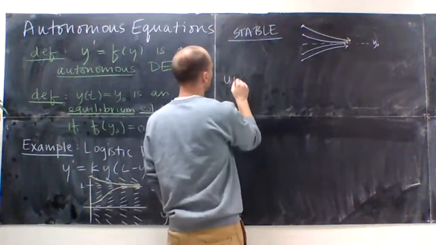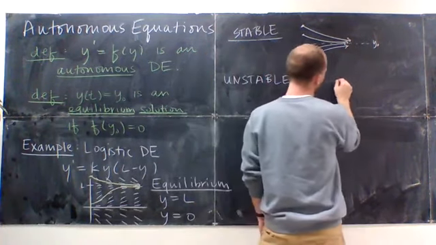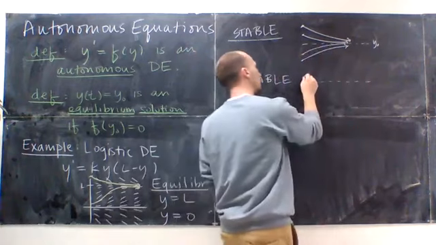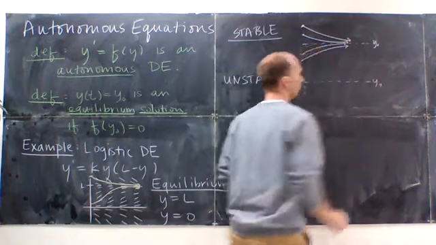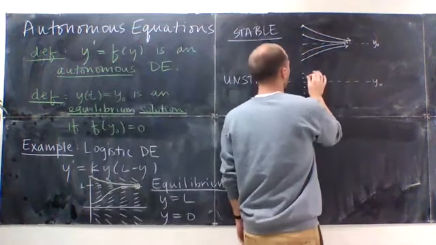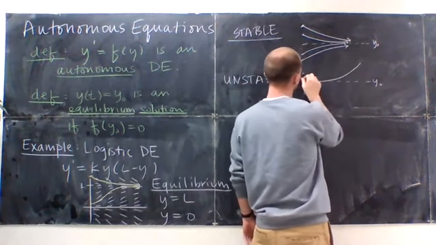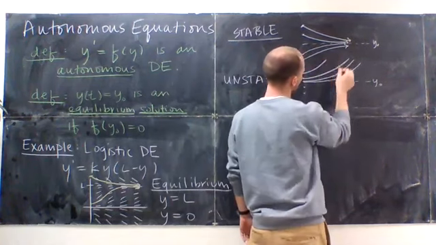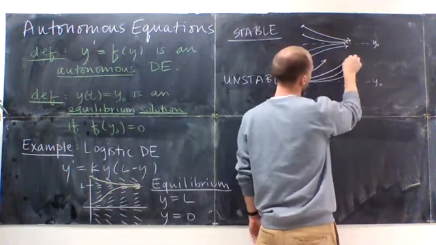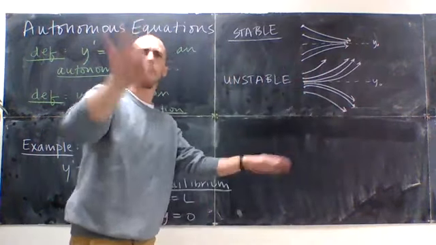So unstable is where I've got an equilibrium solution, but solution curves with initial conditions nearby that equilibrium are going away from the equilibrium. Probably like that, right? And then we'd see the same thing over here. Not the best drawing ever, but you can see they're going away, right?